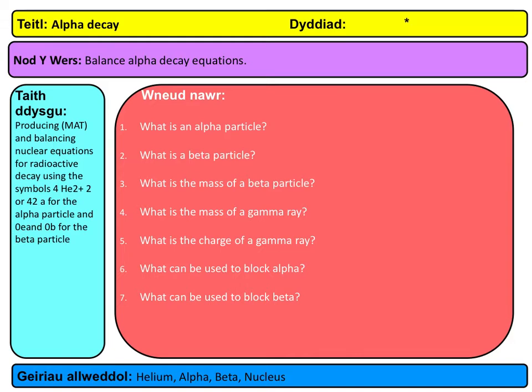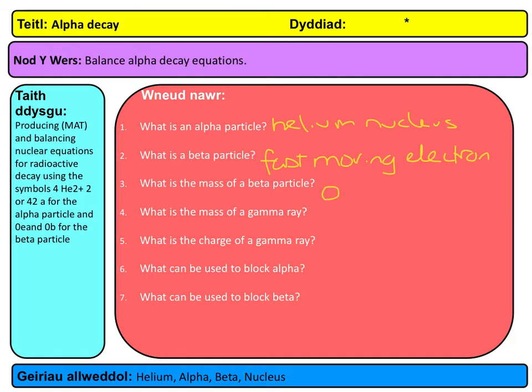Okay, so what is an alpha particle? We can say it's a helium nucleus. Okay. A beta particle is a fast moving electron. Okay, the mass of a beta particle is 0, because it is a fast moving electron, has no mass.